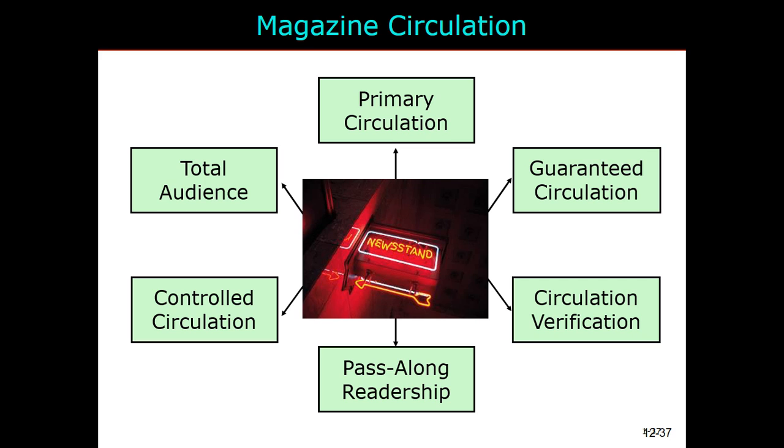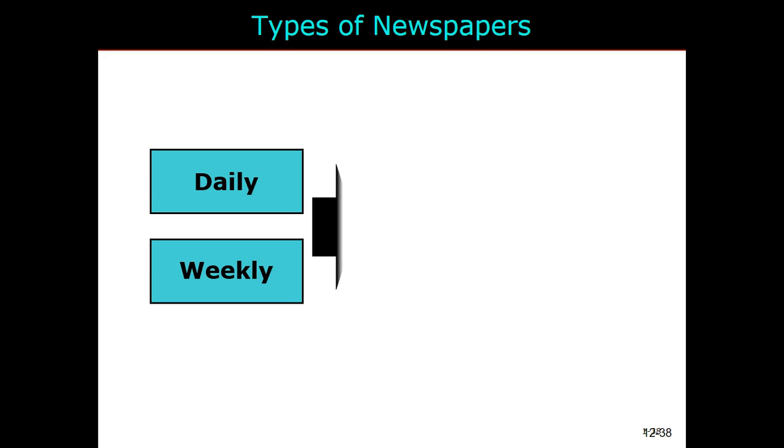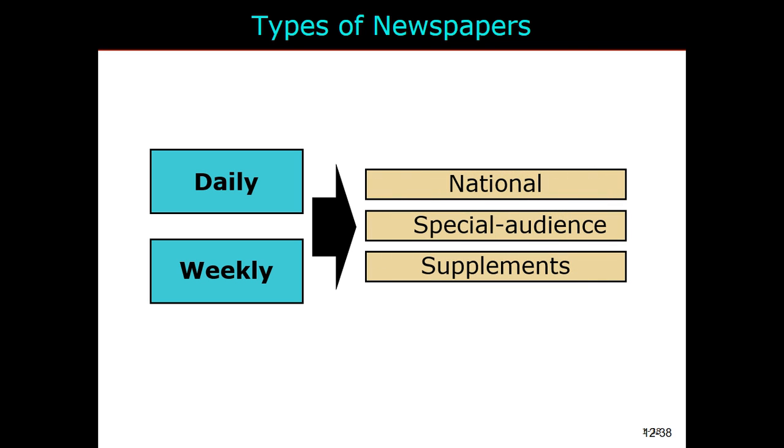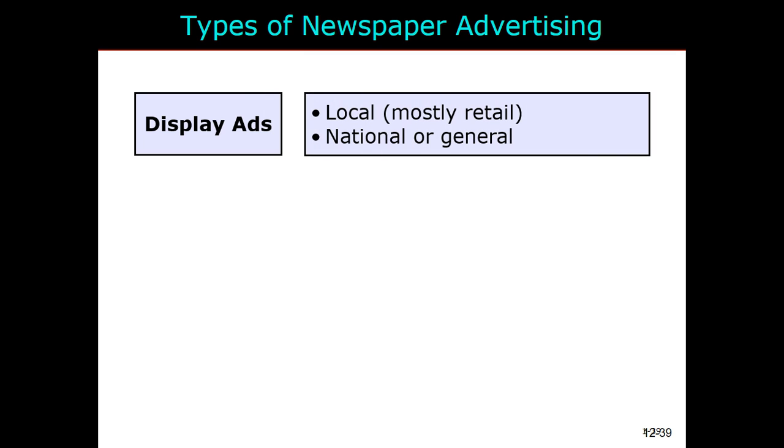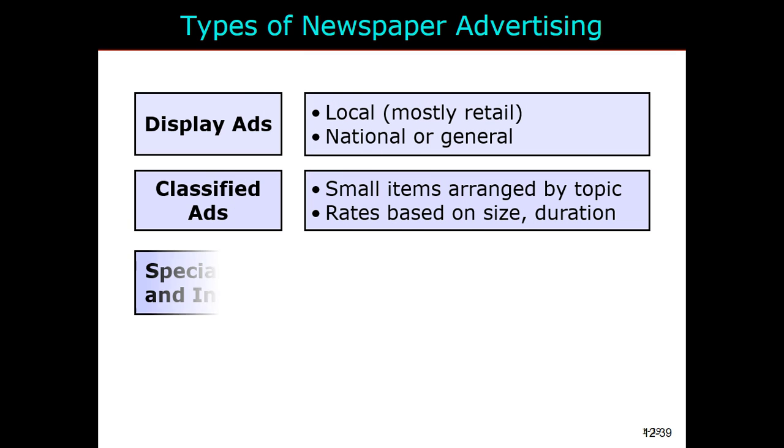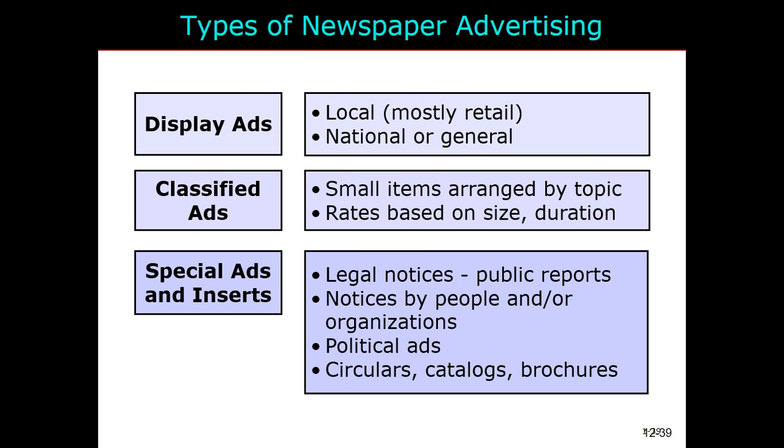What is total audience, primary circulation, guaranteed circulation, circulation verification, pass-along readership, controlled circulation? You should know all the terms here. The types of newspapers: daily, weekly, national, special audience, and supplements. The types of newspaper advertising: display ads, classified ads, special ads, and inserts.